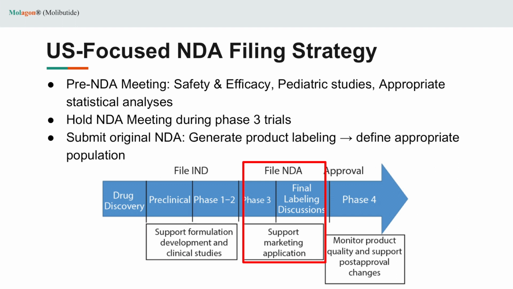Also, an NDA meeting is held after the clinical trials phase 2 meeting and during the conduction of phase 3 clinical trials. Once this is done, the original NDA can be submitted. This must demonstrate efficacy with acceptable safety in well-controlled studies. Product labeling should be generated to also define appropriate population and measures for safe and effective use.